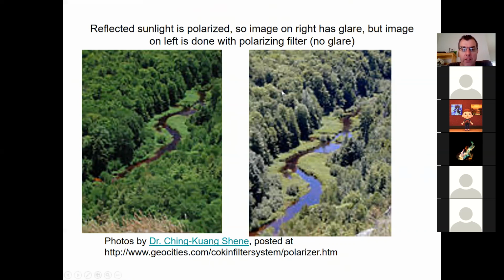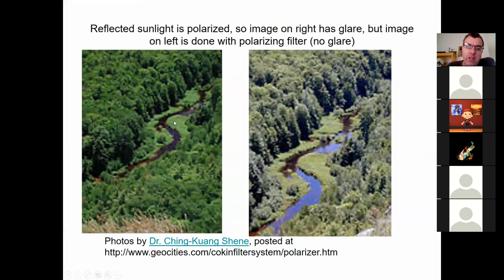Light that's reflected is polarized, all right? So here's a picture of a forest without a polarizer. And remember that the surface of a leaf is often quite smooth. And because it's smooth, it produces glare. And the light is polarized, or the glare at least is polarized.